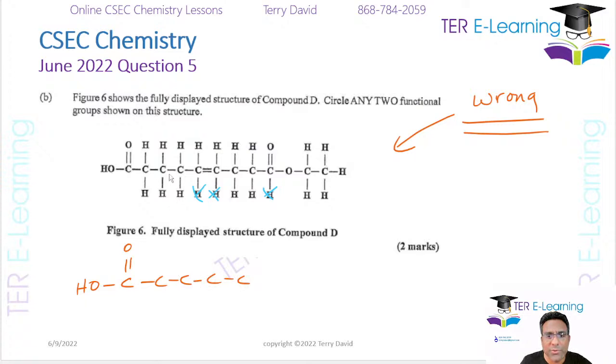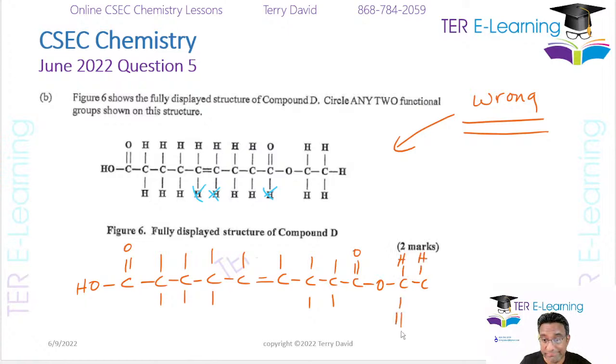1, 2, 3, 4, 5. Then we have a double bond. We have a carbon, 2, 3, 4. The structure is getting kind of long. Then you have O, and you have C. So this is what the structure should have been.